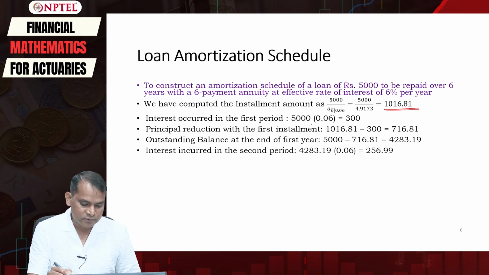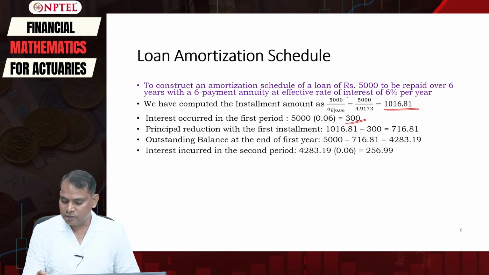Okay, so for the first payment, that will go towards the interest, which is 6% of our initial loan balance. That is 5000 multiplied by 0.06, which will be 300. So from this 300 will go toward the interest payment, and therefore the rest of the amount will go towards the principal reduction, that is 716.81. Therefore, the outstanding balance at the end of the first year will become 4283.19. That is just this 5000 minus 716.81.